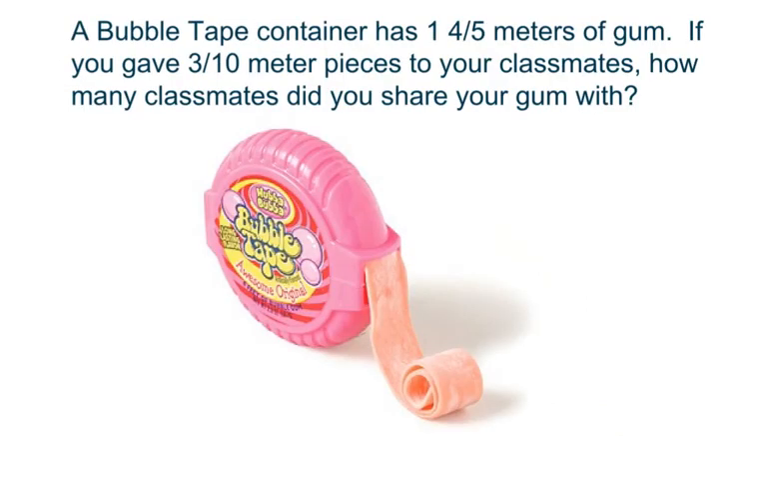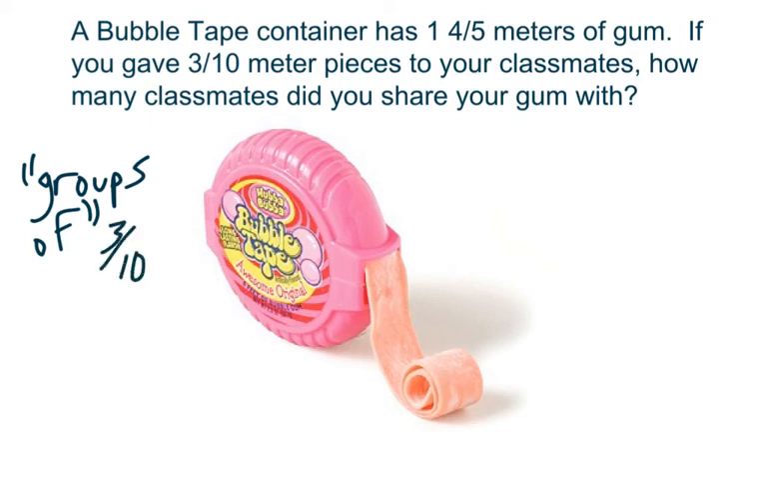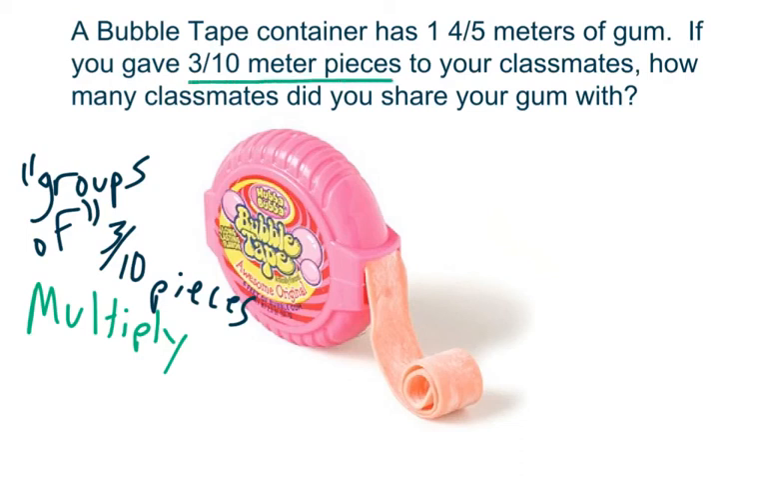Alright, a bubble tape container has 1 4/5 meters of gum. If you gave 3/10 meter pieces to your classmates, how many classmates did you share your gum with? Now really, this question is asking for the number of groups of. How many groups of 3/10 meter pieces? So groups of means that we are multiplying. So look for those key words. And here, although it doesn't say groups of, it says we're giving 3/10 meter pieces, and it says how many. So that implies it's groups of.